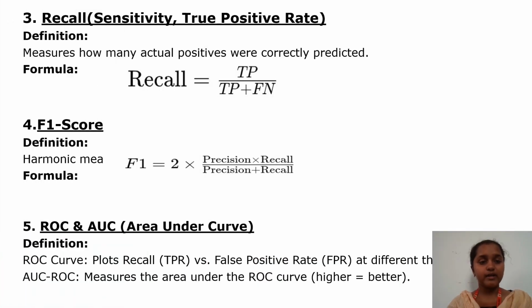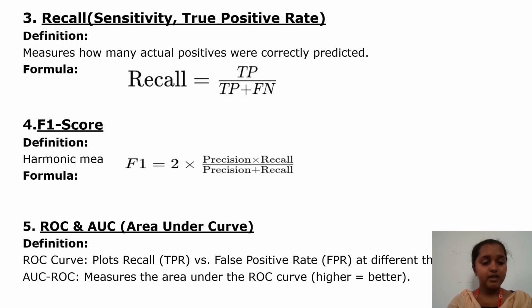And the third one is recall. Recall measures how many actual positives were correctly predicted. The formula for recall is true positive by true positive plus false negative. And the next one is F1 score. The F1 score is the harmonic mean of precision and recall. That is F1 equals 2 into precision into recall by precision plus recall.